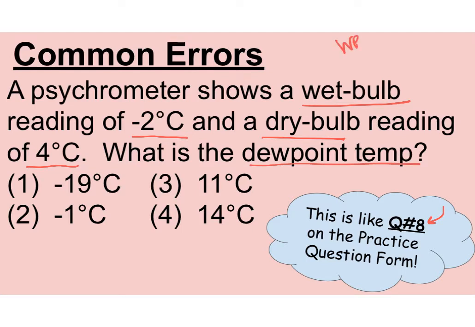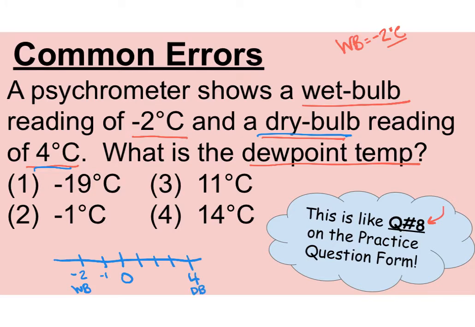So the wet bulb in this case is -2 degrees Celsius. Whenever negatives come into play, students tend to get a little bit confused about that. I always draw a number line. So if you have a number line, here's 0, -1, -2 would be here. That would be my wet bulb. My dry bulb reading is 4. 1, 2, 3, 4. So there's 4.